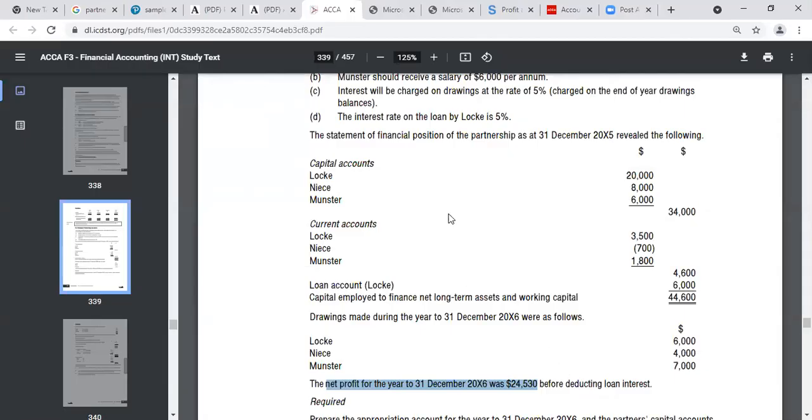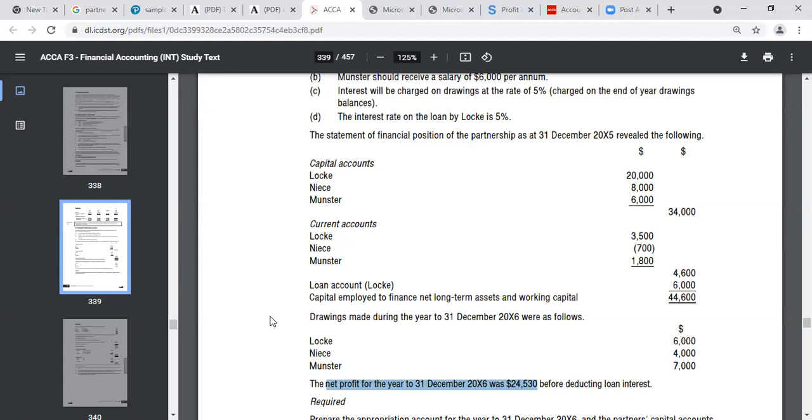ours is now to go and adjust it with what? With the interest on drawings, which are added back. Okay. Interest on drawings is added back to the profit because the company is benefiting, so it has to be added to the profit. Okay.